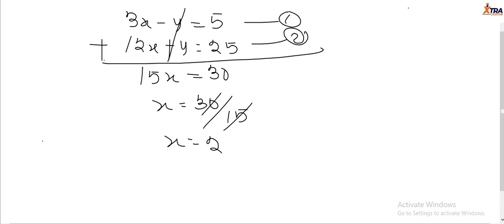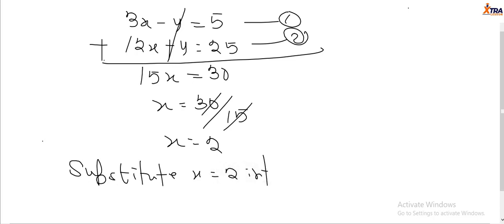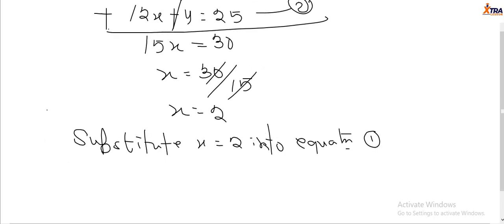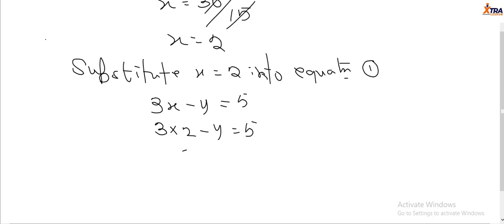So the next thing is just to substitute x equals 2 into equation 1. So equation 1, we have 3x minus y equals 5. So this now becomes 3 times 2 minus y equals 5. So we have 6 minus y equals 5.